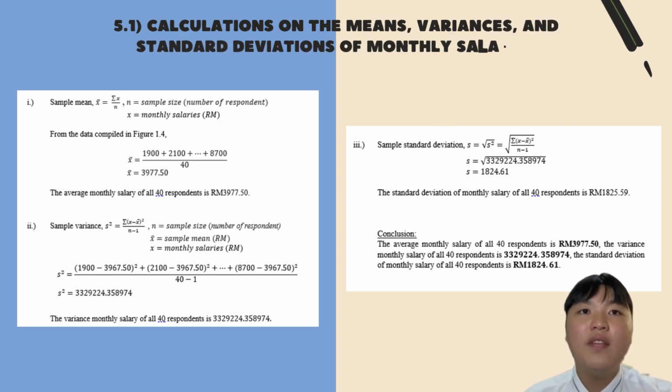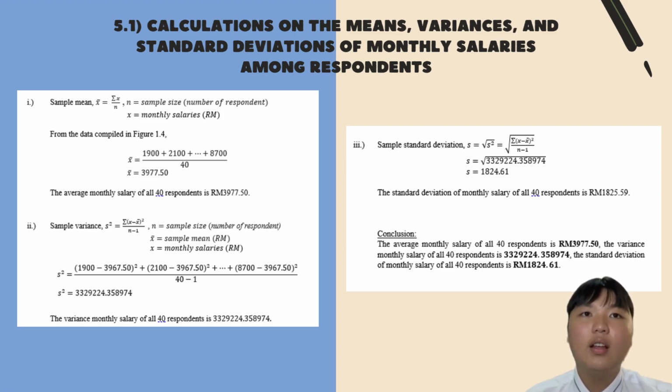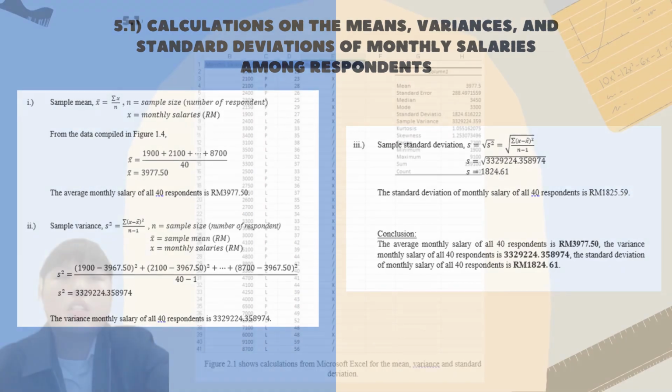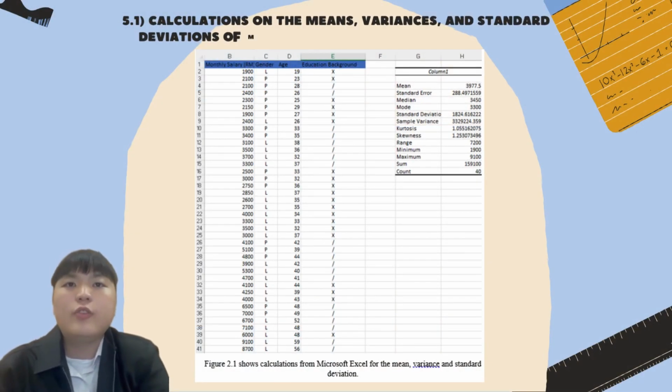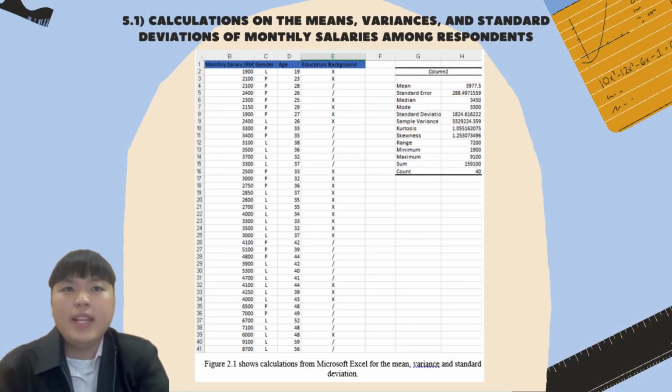Second, we need to find the sample variance. So we also substitute the data from the previous figure, and we get that the sample variance is equal to 332924.35974. Thirdly, we need to find the sample standard deviation. So we need to square root the value of sample variance, and we get that the sample standard deviation is equal to 1824.61. As you can see, this table shows the calculation from Microsoft Excel for the mean, variance, and standard deviation.